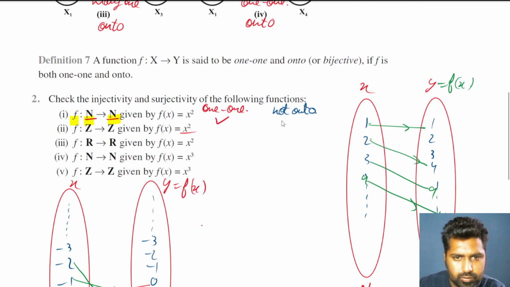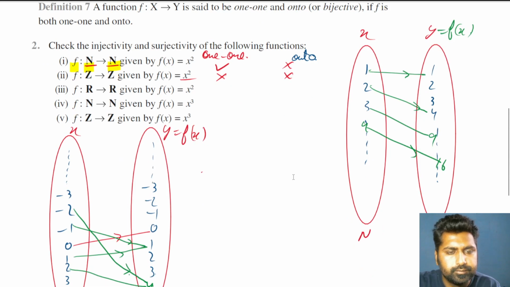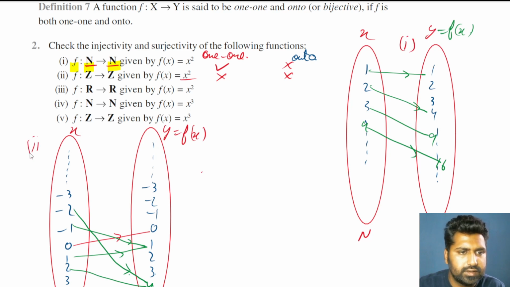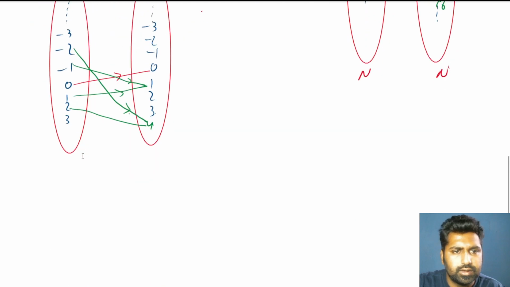So first one is 1 1, not onto. Second one, not 1 1, not onto. Okay, third one is saying, I'll draw smaller ones now. This is the diagram for first, this is the diagram for second. Third, I'll draw here.